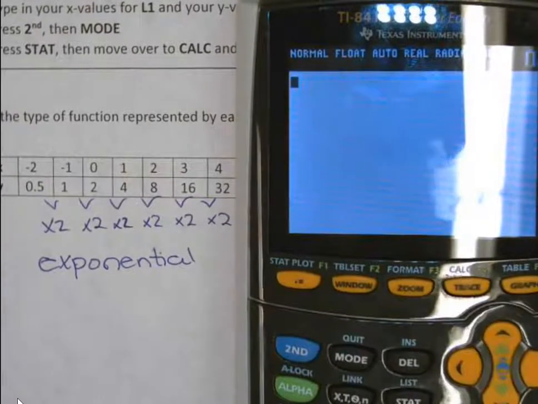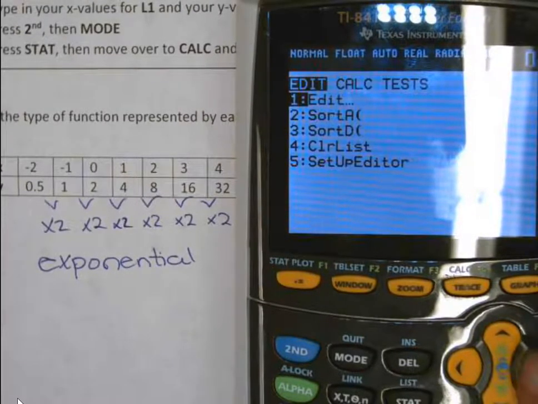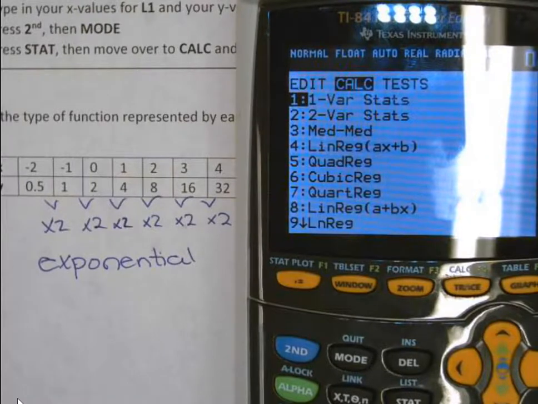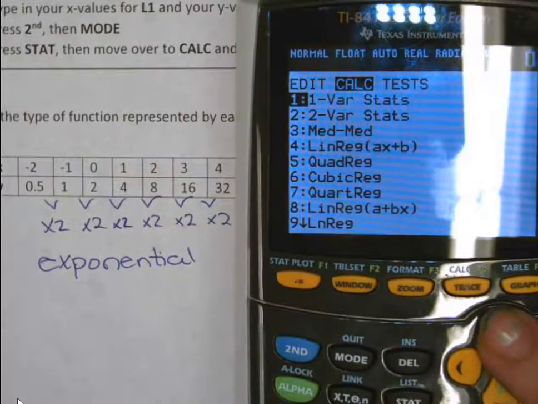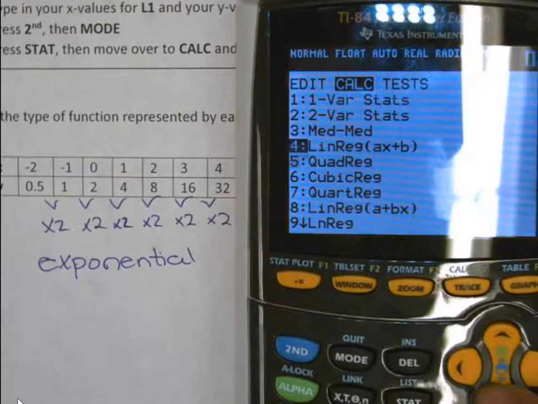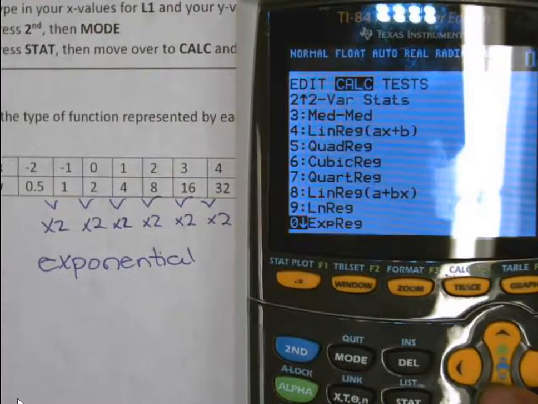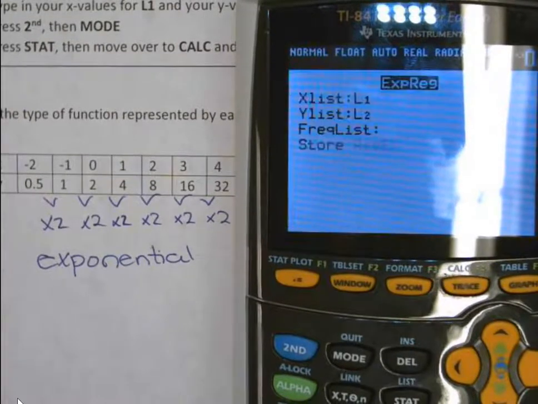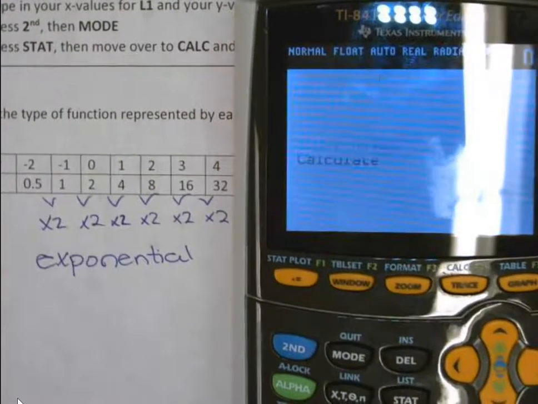That just takes me back to my home screen. So you might have numbers here. I cleared mine earlier. Then I'm going to go to stat, and this time I'm moving to the middle column, calc. Because this is an exponential equation, I'm looking for the choice that says EXPREG, which is choice 0. I hit enter, and then I go all the way down to calculate and hit enter again.